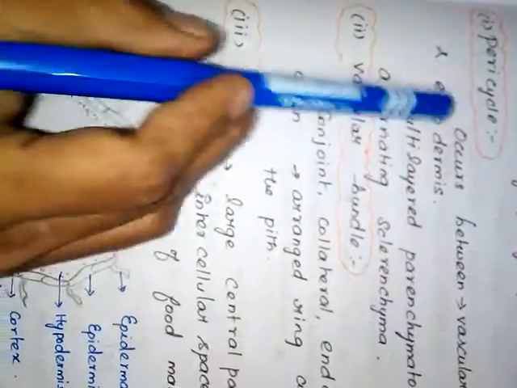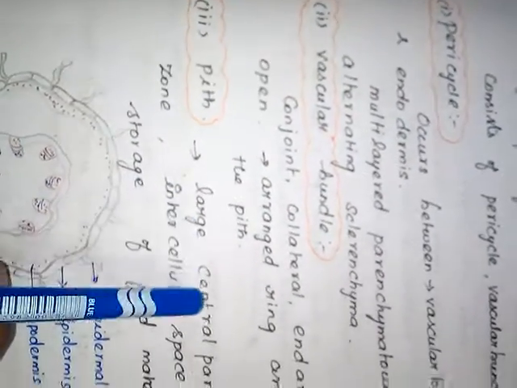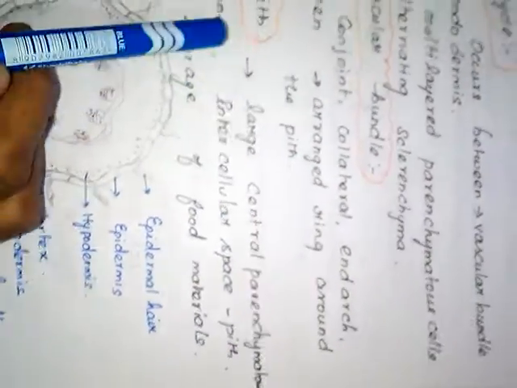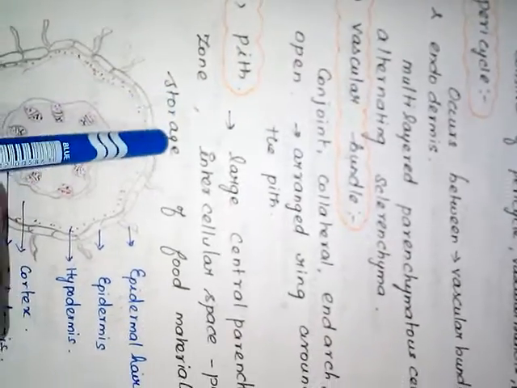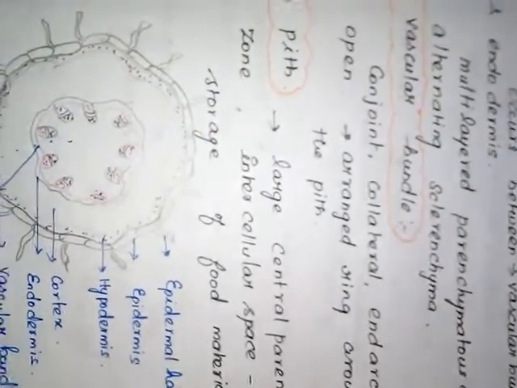Then the last one, third, pith. It is a large central parenchymatous zone. It contains intercellular spaces. It has the function of storage of food materials. See the picture.